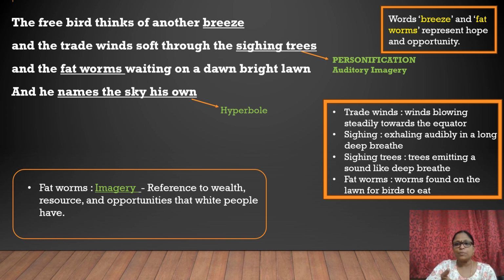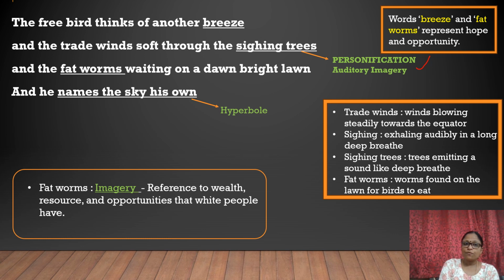What does he think of? Another breeze. Another breeze means a different direction it can move, however it wants. Think of another breeze. How does this breeze move? It moves through the sighing trees. Wind, we know, has no limitation, no restriction, no hindrance. It can move however it goes through the trees. The trees are sighing. Personification is used there. It is a poetic device where the tree, an inanimate object, is given human-like qualities. So the trees are sighing, breathing, making sound. Personification it is. Then trade winds soft through the sighing trees, again personification is used.